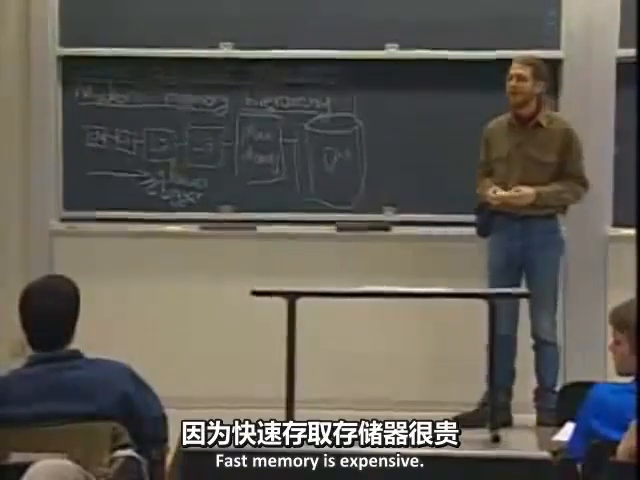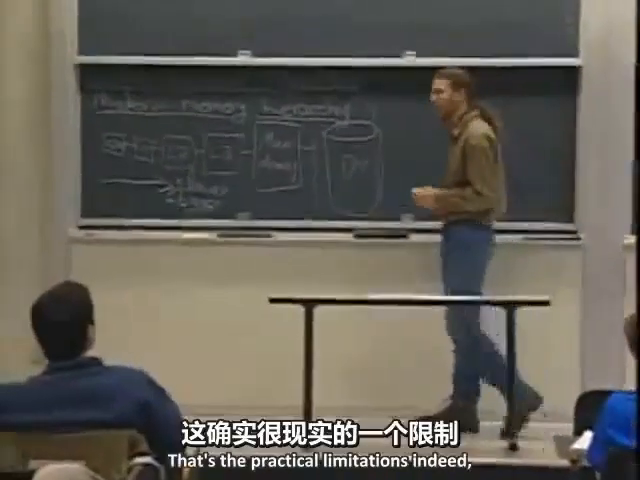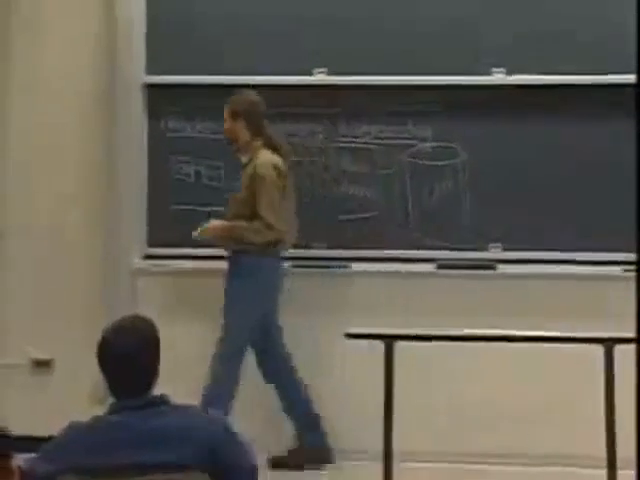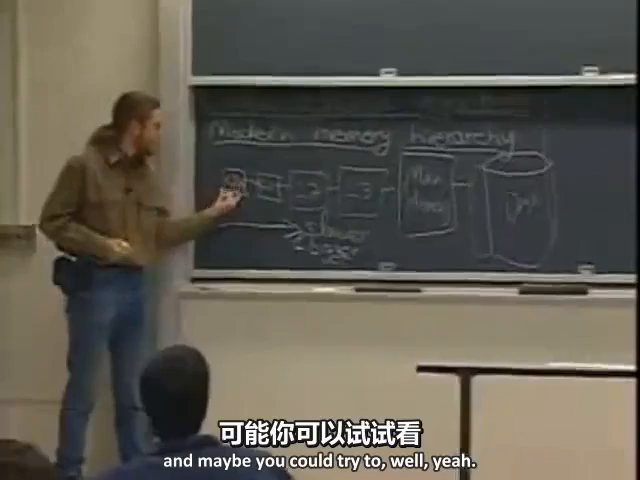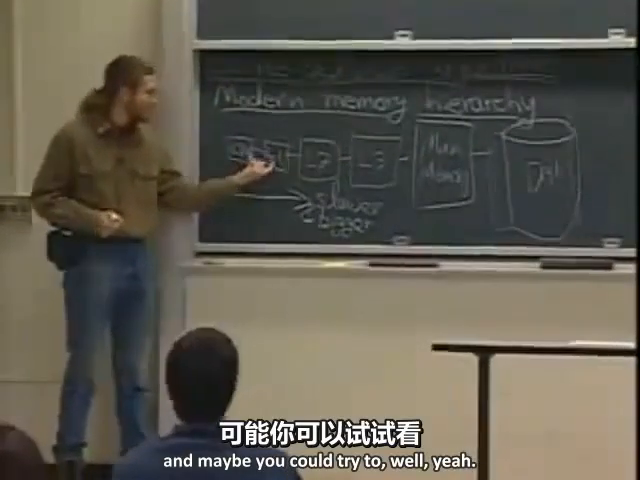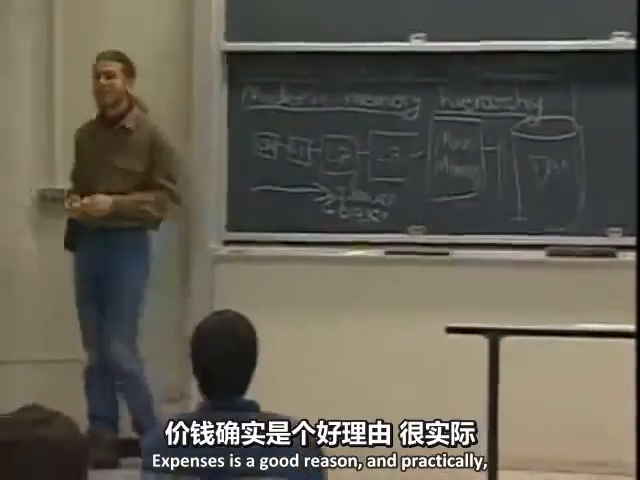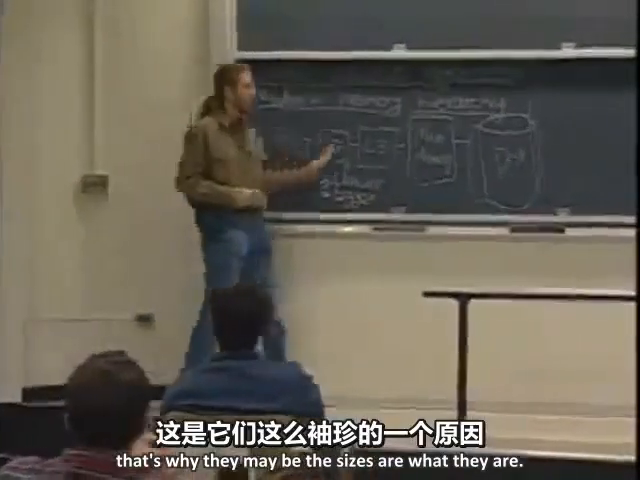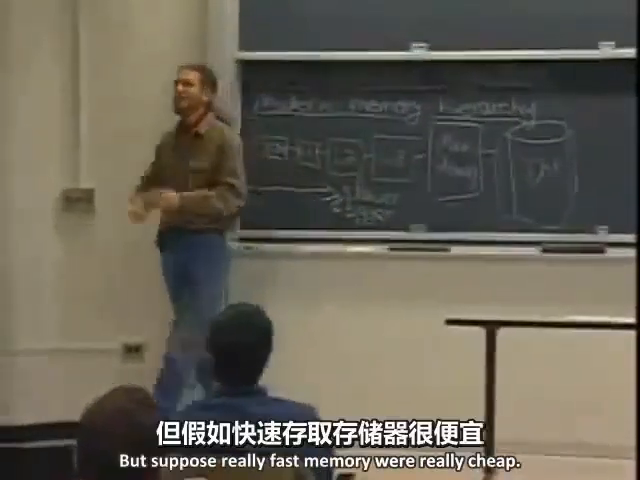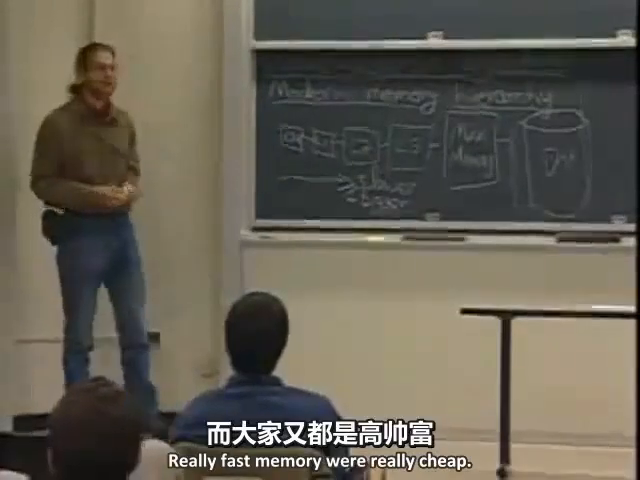Yeah. Fast memory is expensive. That's the practical limitation, indeed, that you could try to build more and more level 1 cache. Expensive is a good reason, and practically that's why the sizes are what they are. But suppose fast memory were really cheap.